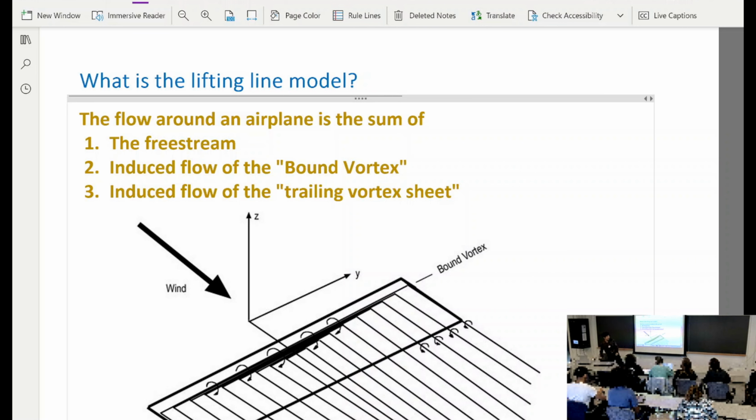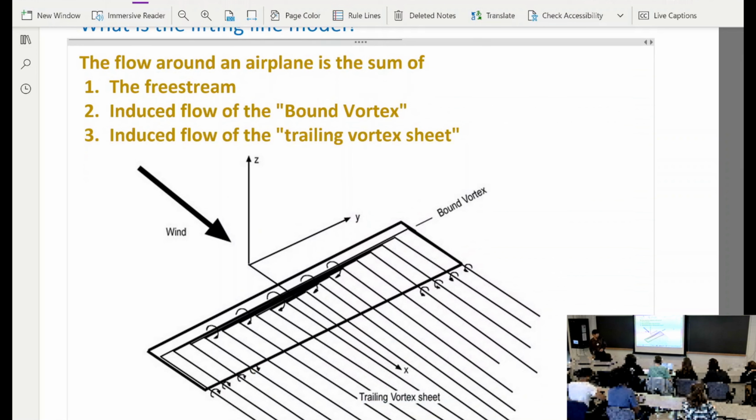The bound vortex is described as a vortex that goes through the quarter chord of the wing. And the circulation of the vortex is directly proportional to how much lift that particular cross-section gets. Okay? And the third component is the induced flow of the trailing vortex sheet. So these are vortices going directly downstream.